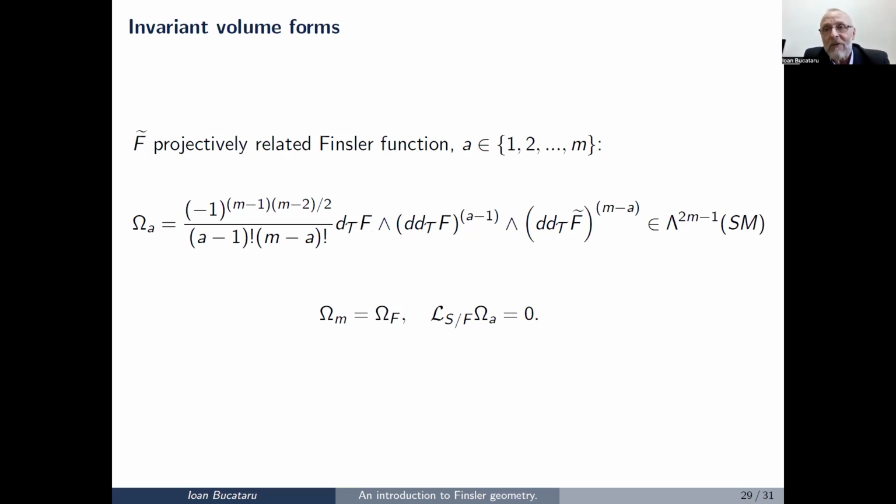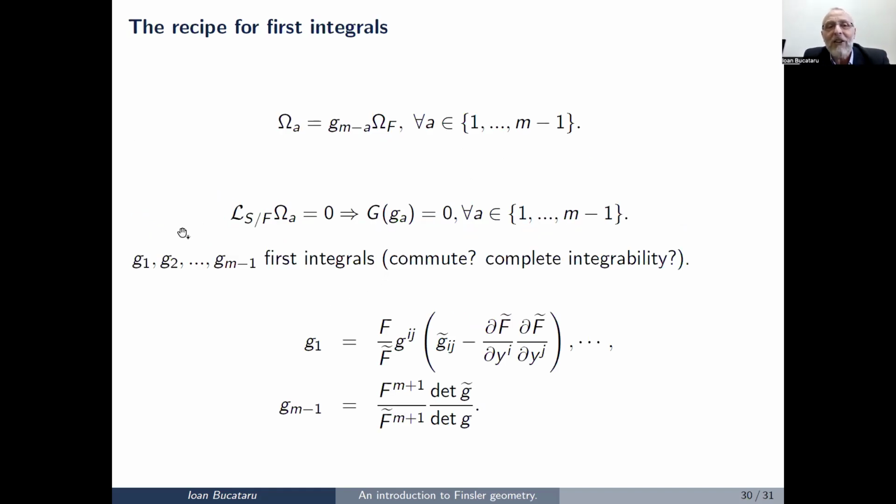Because they are volume forms, they are proportional. And because the volume forms are geodesically invariant, the proportionality factor is geodesically invariant. And this is how I actually came up with only m-1 first integrals. There is another one, but I will not go into those. The only thing I was able to do is to find these first integrals. I don't know if they commute, so I don't know if they are helpful to obtain complete integrability.